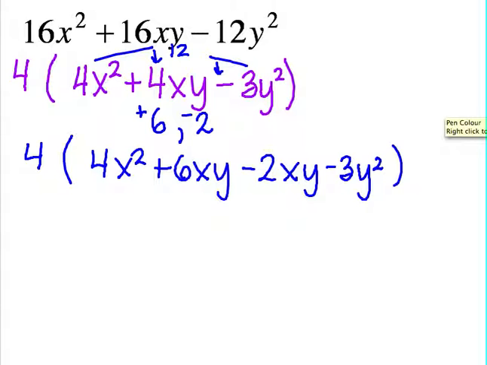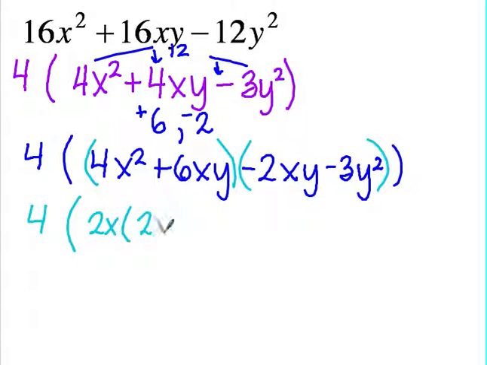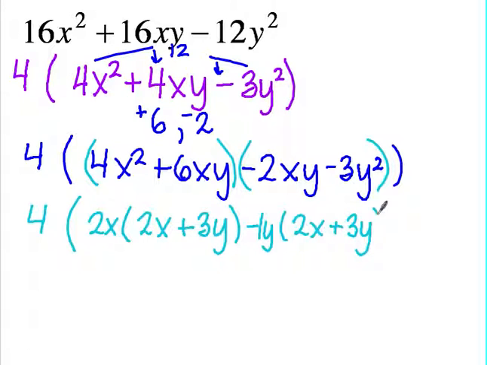What do we do now? Group them. What can you take out from the first bunch? 2x, and what does that leave me with? Plus 3y. Very good. You guys caught that one. What can you take out from the next bunch? Negative y. Yep, negative 1y. We can put the 1 there if we want. And what does that leave me with? Plus 3y. Good. So now we notice those match. Great, that's exactly what we wanted to have happen.